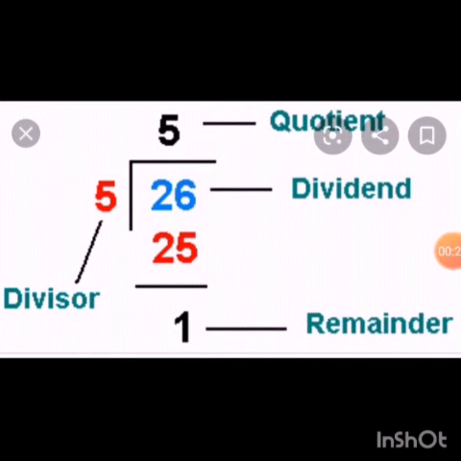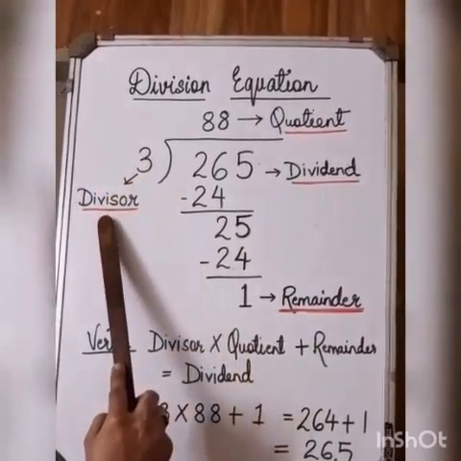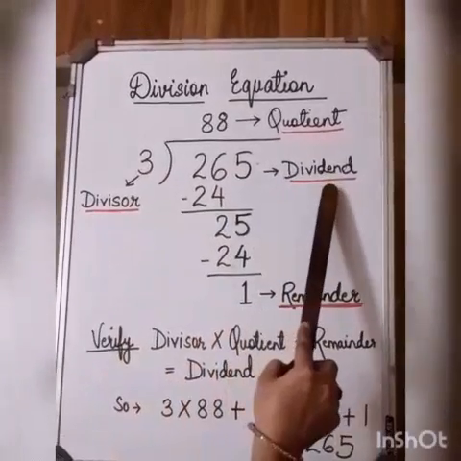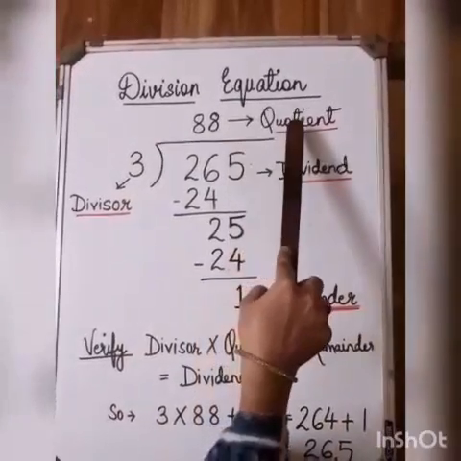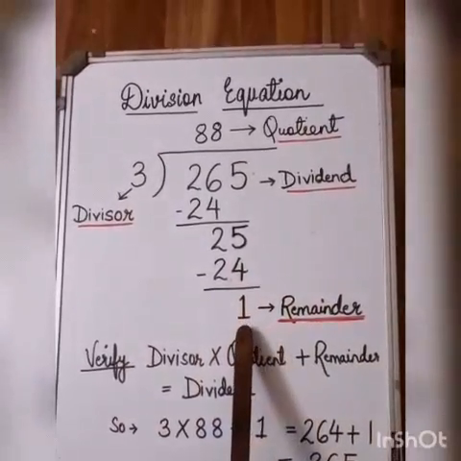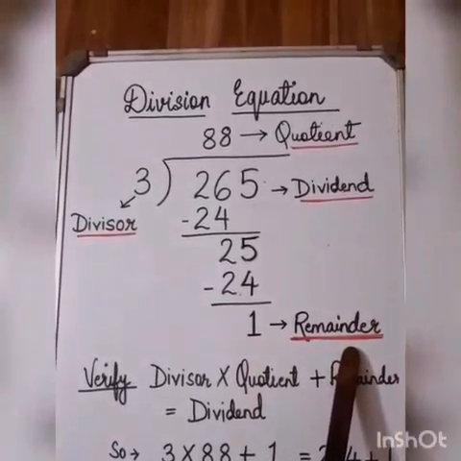And let's take one more example. Here 26 is the dividend, 5 is the divisor. Now when dividing, 5 5s are 25, we get 1 as remainder and the 5 will be our quotient. In the division equation, we write the divisor, in between we write the dividend, and the answer we get is the quotient, and the remaining number will be said as remainder.